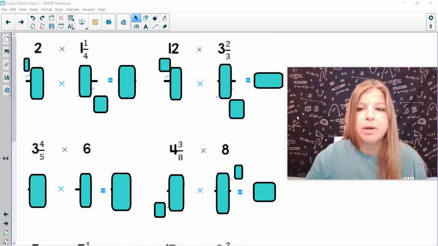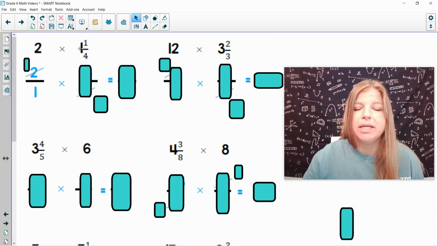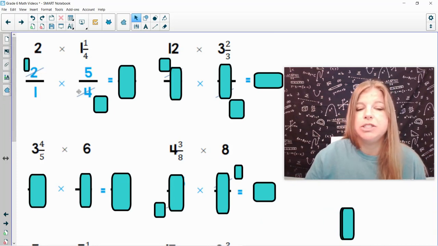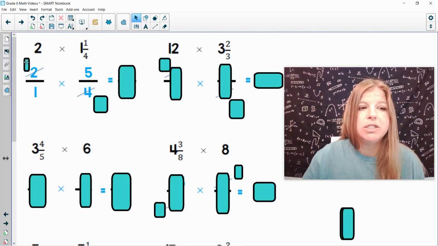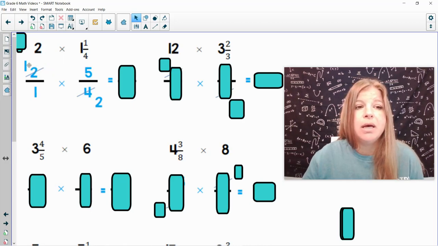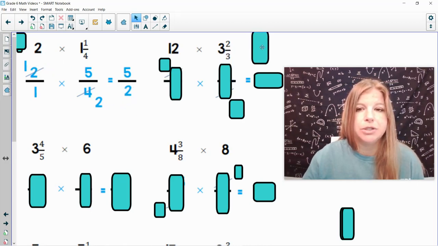So now let's take a look at some practice problems. I have the first one, 2 times 1 and 1/4. So 2 becomes 2 over 1. 1 and 1/4, well, 4 times 1 is 4, plus 1 is 5. So that's now 5/4. Notice I cross simplified my 2 and 4 because I can simplify them both by 2. 2 divided by 2 is 1. 4 divided by 2 is 2. Let's go ahead and multiply what's remaining. 1 times 5 is 5, and then 1 times 2 is 2.